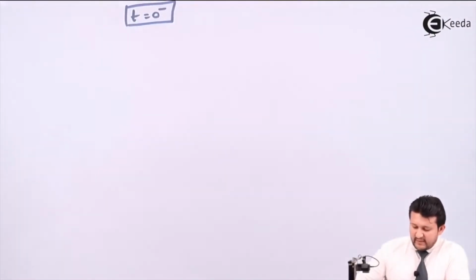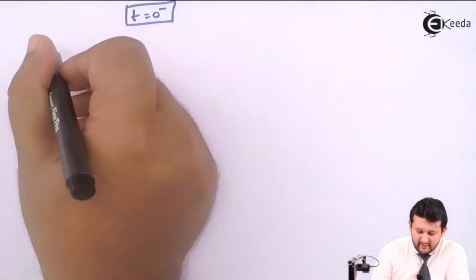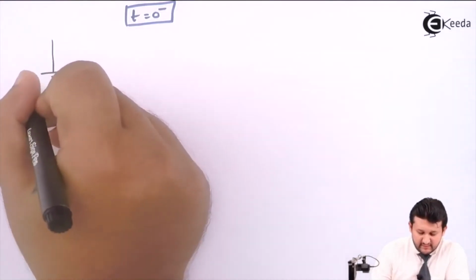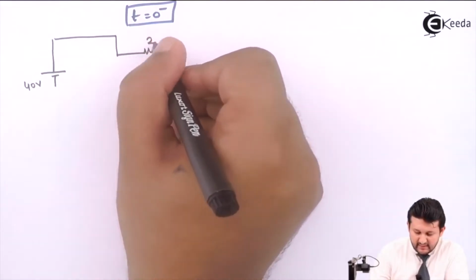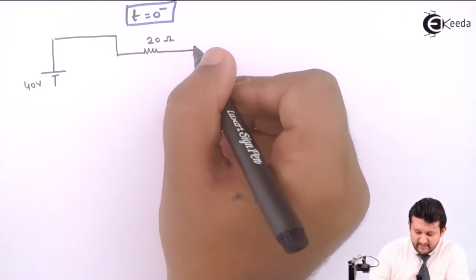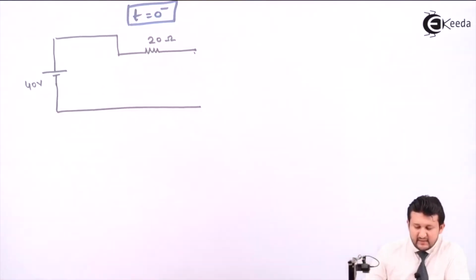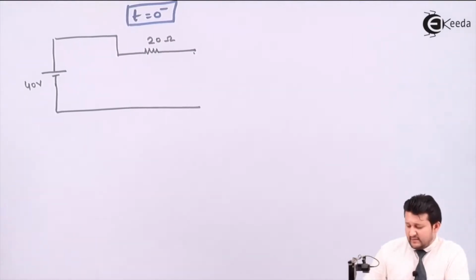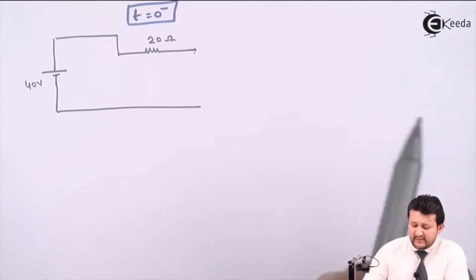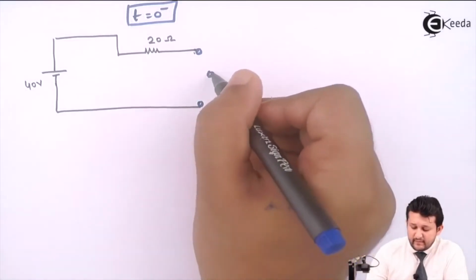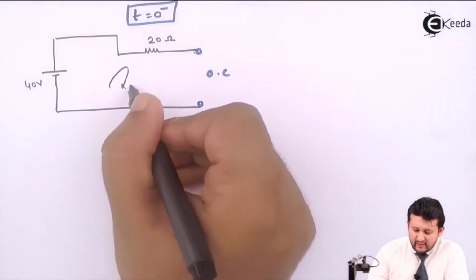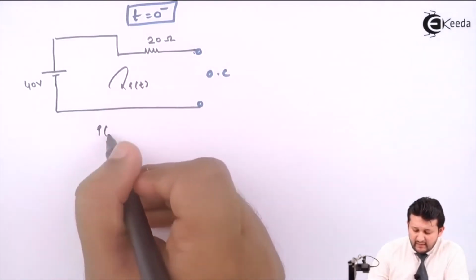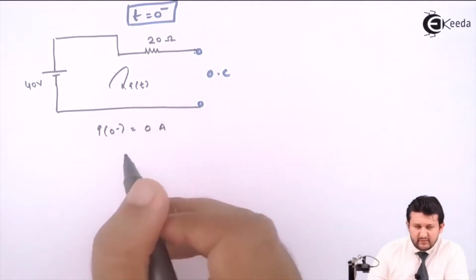When I say t equal to 0 minus condition, I have a voltage source which is 40 volts, in series a resistance of 20 ohms, and a capacitor. Since the condition says it is a steady state condition, that means my capacitor is fully charged, so it cannot accept more current. If it cannot accept more current, that means the circuit is open. So the current flowing across this network will be obviously 0 because the circuit is open.